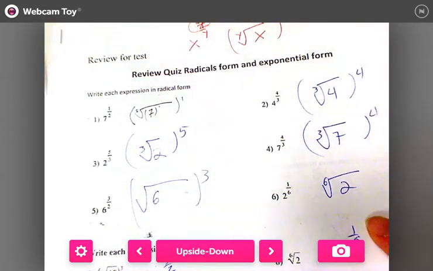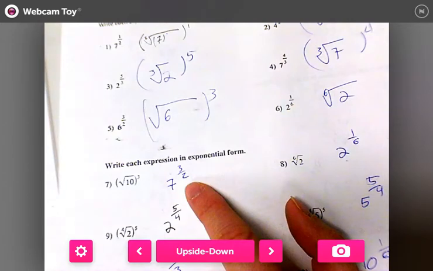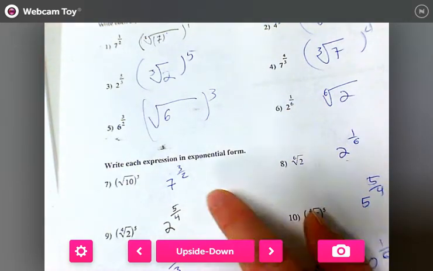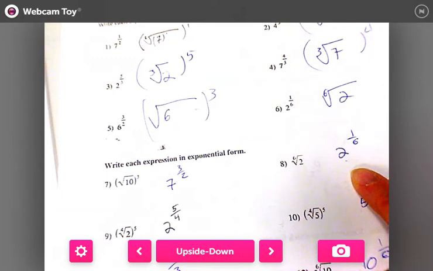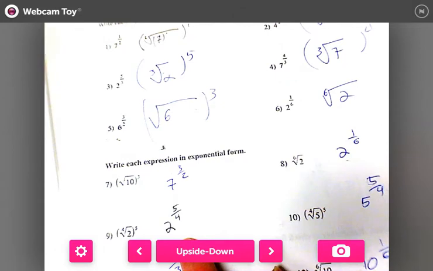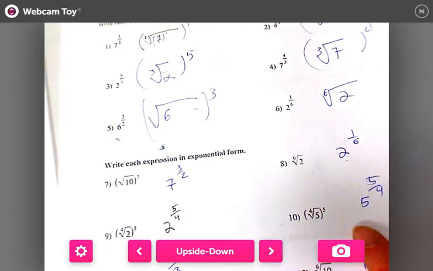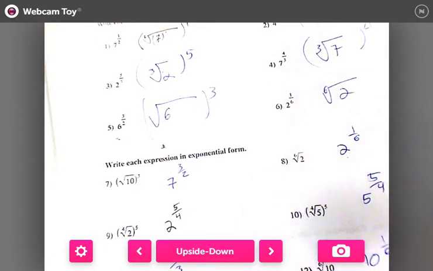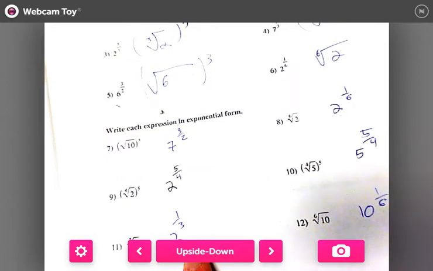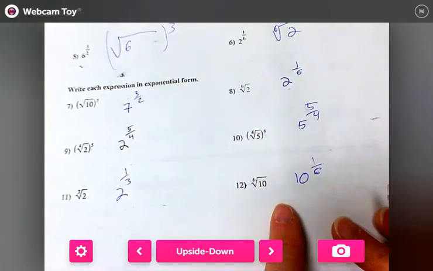Number 6 is the 6th root of 2. Number 7 is 7 to the 3/2. Number 8 is 2 to the 1/6. Number 9 is 2 to the 5/4. Number 10 is 5 to the 5/4. Number 11 is 2 to the 1/3. And number 12 is 10 to the 1/6.